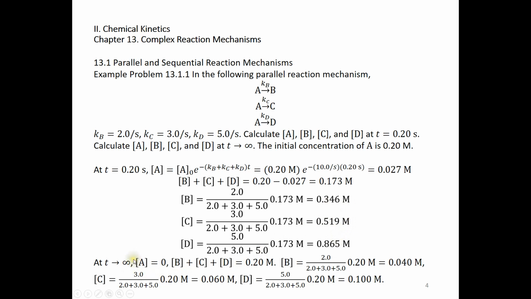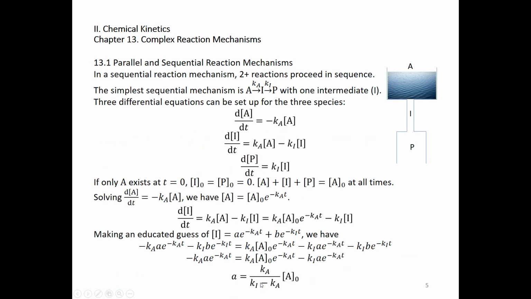When time approaches infinity, of course A is completely consumed, A is 0, then B plus C plus D is 0.2. So all of A has been converted to either B or C or D. But how much? Again, let's look at the ratio. B over C over D is equal to 2/3/5. And then we can simply solve the equations. We get the concentration of B as 2 over 2 plus 3 plus 5 multiplied by this total concentration. We get 0.04 molar. Similarly, we get the concentrations of C and D.